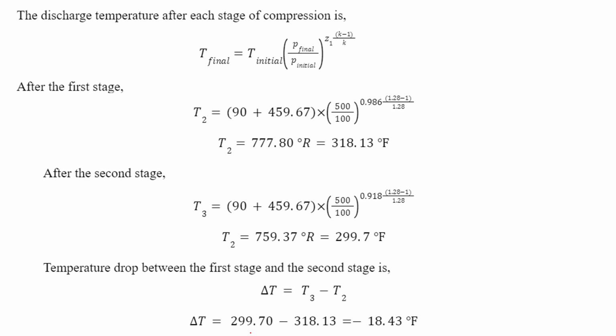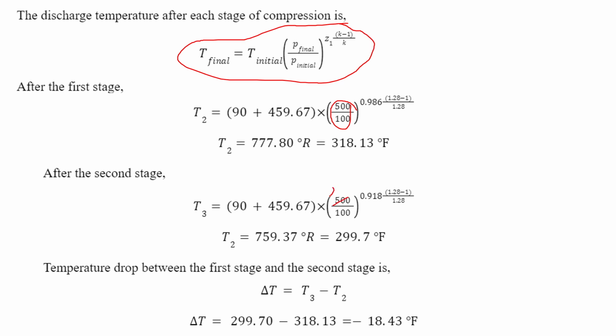Now is the temperature difference. So the discharge temperature after each stage of compression is found out by this equation. So the final temperature can be found from the initial temperature, the final and initial pressure, and the value of Z and K, compressibility factor and the isentropic exponent. So for the first stage, the initial temperature will be the same for both these conditions, only the pressure difference will be different.